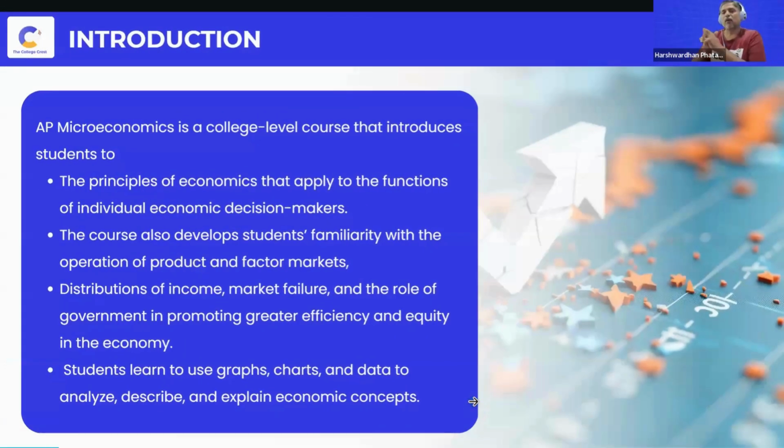AP Microeconomics is a college level course that introduces students to the principles of economics that apply to the functions of individual economic decision makers. Now, when I say individual decision makers, I am referring to the individuals who are working in the industry. The course also develops students' familiarity with the operation of product and factor markets. So, exposure to different types of markets that we discuss in economics, distribution of income, market failure, and the role of government in promoting greater efficiency and equity in the economy.